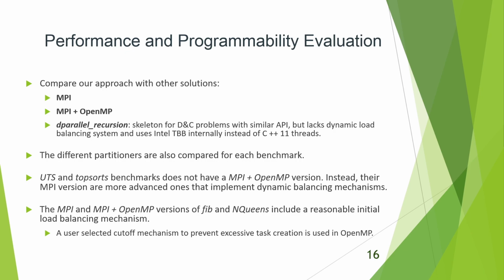The UTS benchmark and Topsort don't have a version that uses MPI and OpenMP together, but instead they have a version of pure MPI that implements a dynamic balancing mechanism. For the Fib and N-Queens benchmarks, the MPI and MPI with OpenMP versions have an initial static load balancing system. At the OpenMP level, a cutoff mechanism is used to prevent too many tasks from being created, reducing the overhead. This value has been adjusted to the optimum for each test.